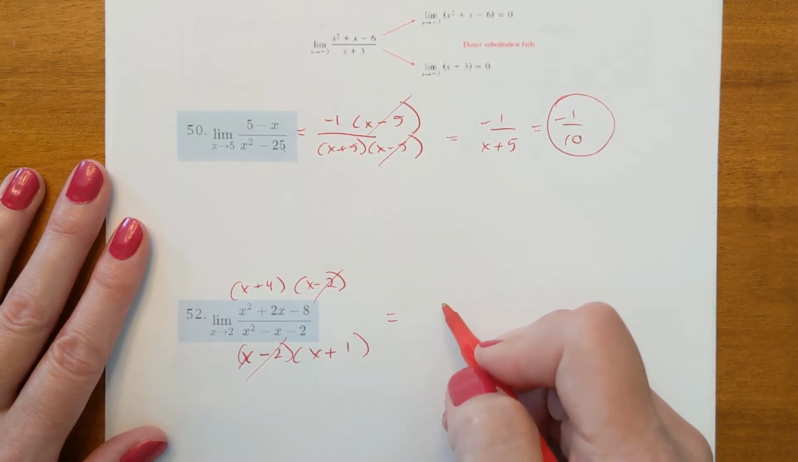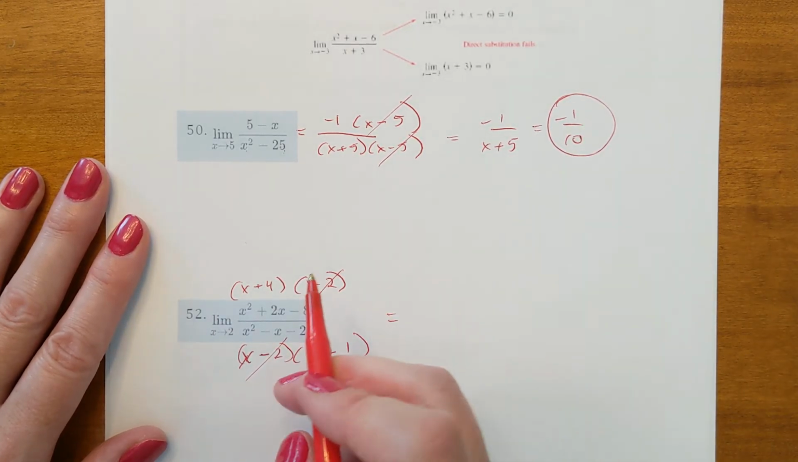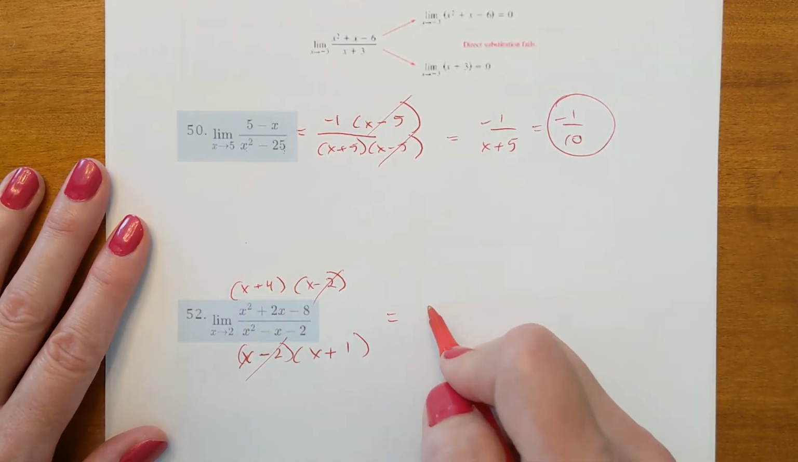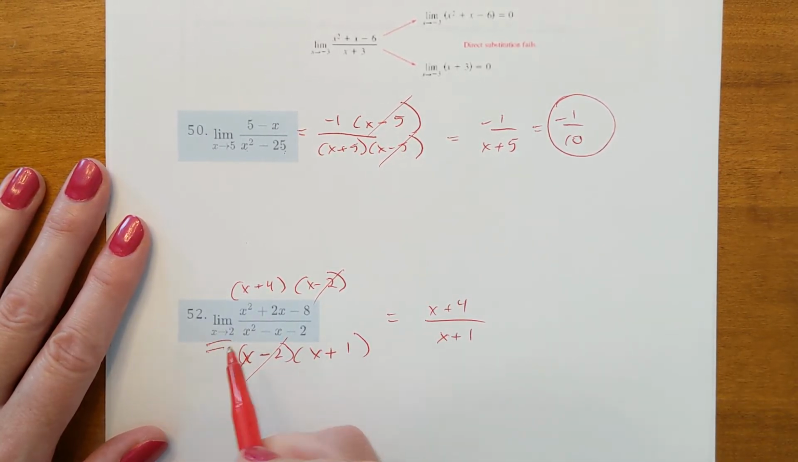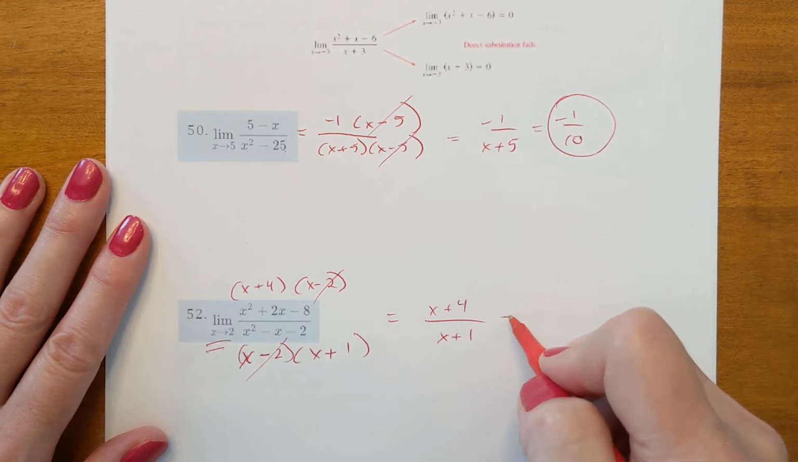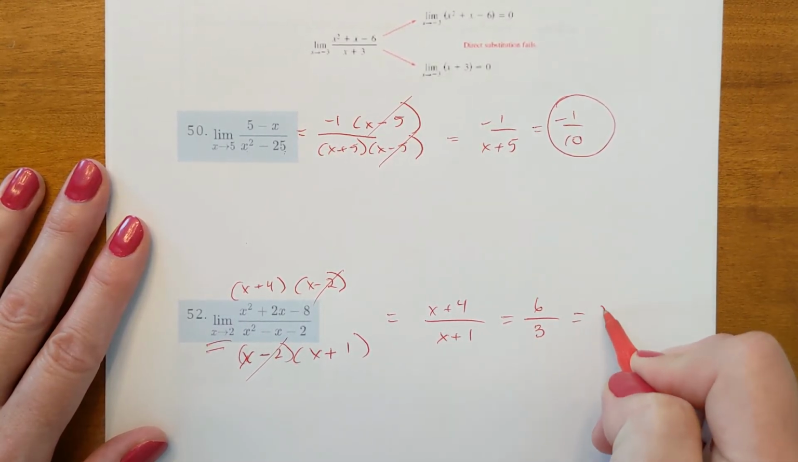So the x minus 2 cancels out, which is good. That leaves you with x plus 4 over x plus 1. So when you substitute in x equals 2, it gives you 6 over 3, or 2.